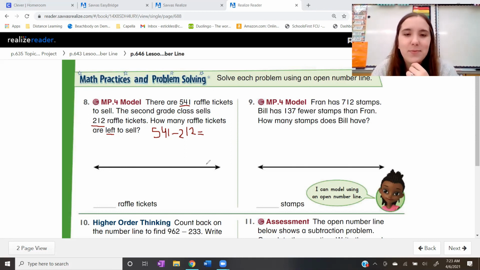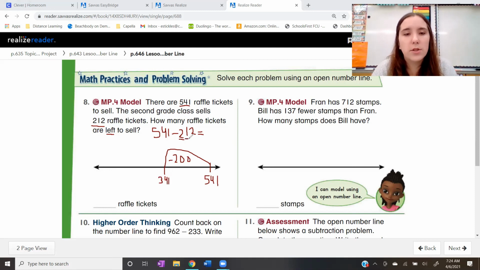Okay, let's check it. I'm going to start down here at 541. I see that there's 200s to take away, so I'm going to do 1 big jump of 200. You can also do 2 jumps of 100. Either way is fine. I had 500s in 541, and I'm taking away 2. 5 minus 2 is 3, so I have 341 left.